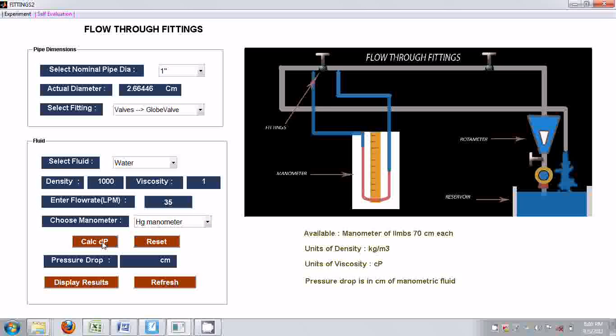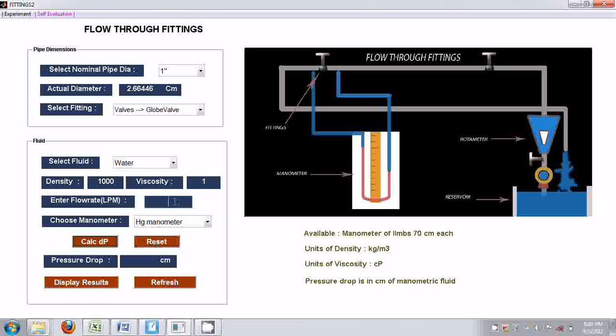And then the same procedure. Click the button, calculate dP, and to enter the next flow rate, reset, enter another flow rate, and the same procedure. The Hg manometer gives very small heights, 4.5, a small difference in the heights of the manometer limbs, even at higher flow rates. That is why we go for Hg manometer at higher flow rates.